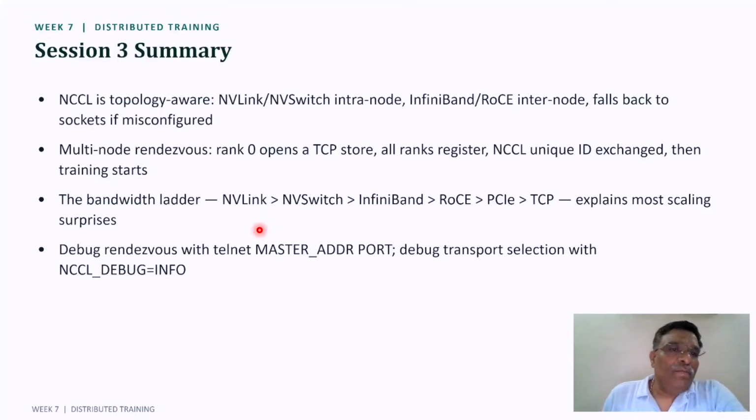So to summarize, NCCL is topology aware, right? We talked about NVLink and NVSwitch in the bandwidth ladder, and we can debug the rendezvous with telnet, master address, port, and so on. This gives us a sense of how these communication things work at the lower level of the whole infrastructure network, giving us the required speed and reducing the effective training time because of this infrastructure, bandwidth, and technology underneath.